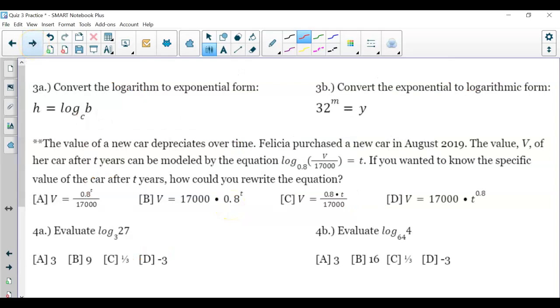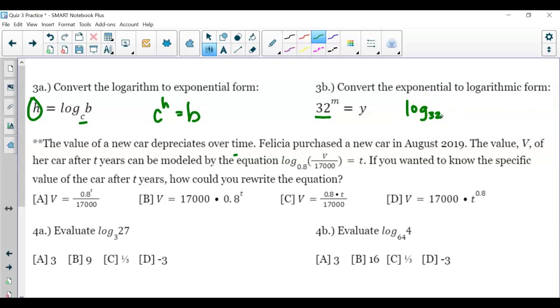Then question 3 and 4, we're practicing converting between our two inverses here. So here, remember, the base is always the base to the exponential. So we have c to the, remember your equation's always equal to the exponent. So that c to the h is equal to b. So that's how you're supposed to convert. So again here, notice how the base is 32 for the exponential. So that means for the log, I need to have base of 32.